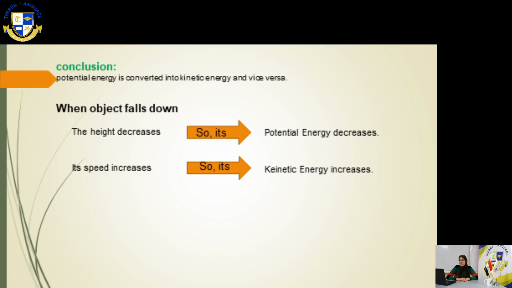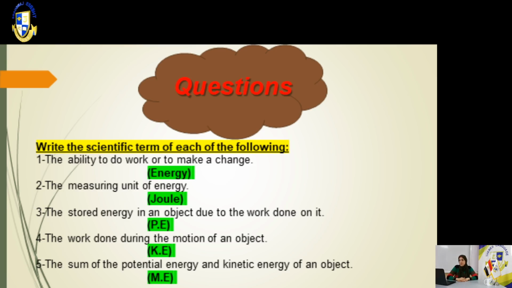Slide number 16. Questions on this lesson. Write the scientific term of each of the following. Number 1, the ability to do work or to make a change: energy. Number 2, the measuring unit of energy: joule. Number 3, the stored energy in an object due to work done on it: potential energy. Number 4, the work done during the motion of an object: kinetic energy. Number 5, the sum of the potential energy and kinetic energy of an object: mechanical energy.